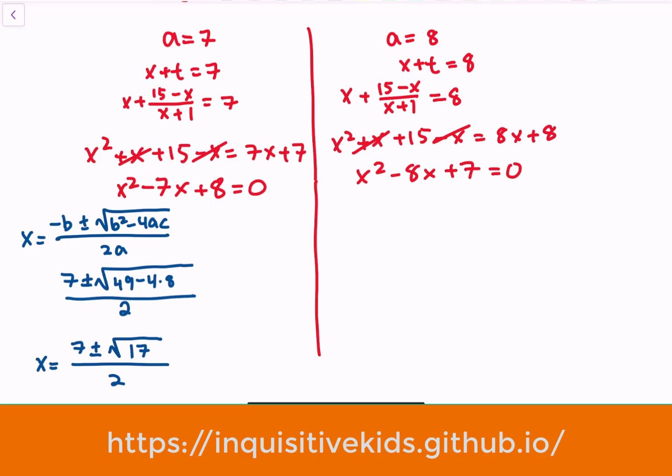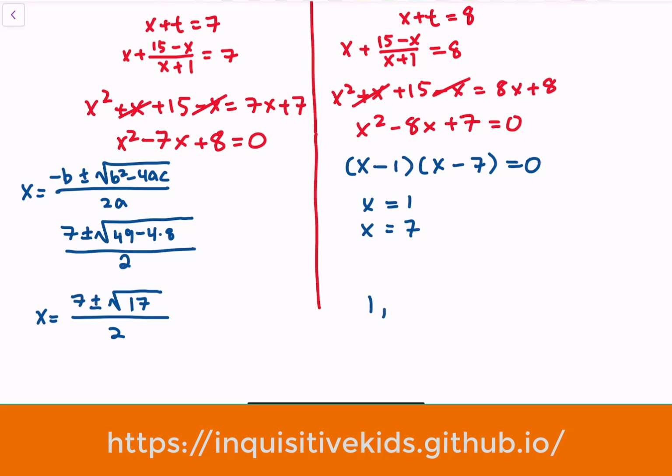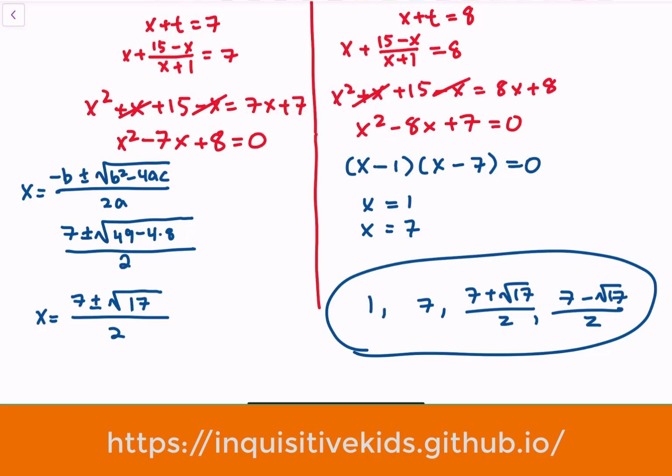And now what about the right side? We can factor this to be (x minus 1) times (x minus 7) is equal to 0. So x can either equal 1 or 7. Now looking at this, we have 4 real solutions for x. They are 1, 7, 7 plus the square root of 17 over 2, and 7 minus the square root of 17 over 2. And these are our 4 answers.